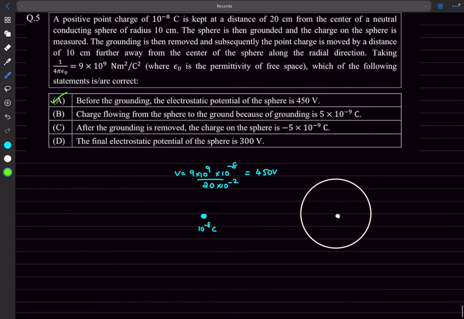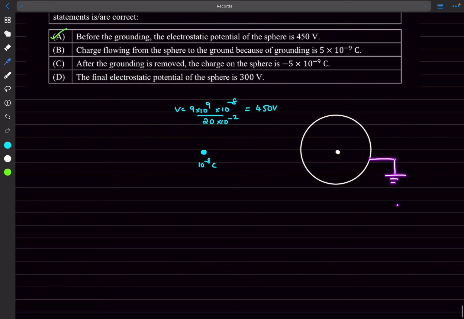Okay, so now the thing is, charge flows from the sphere to the ground because of grounding. You're setting the potential of the sphere to 0. So basically the value of the potential at the center of the sphere should also become 0. So the potential contribution due to this plus q charge at the center was 450 volt, which means the contribution due to the surface charges at the center should also be 450 in magnitude. So we can just do 450 equals k times q net on the sphere divided by capital R, which is the radius of the sphere.